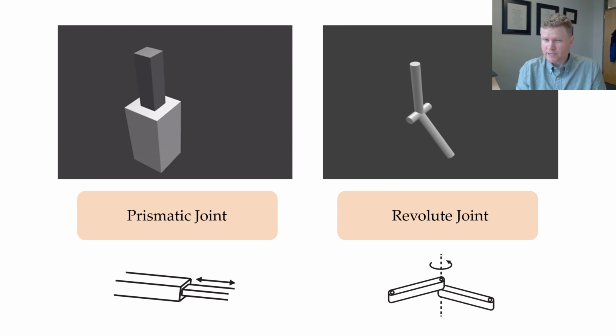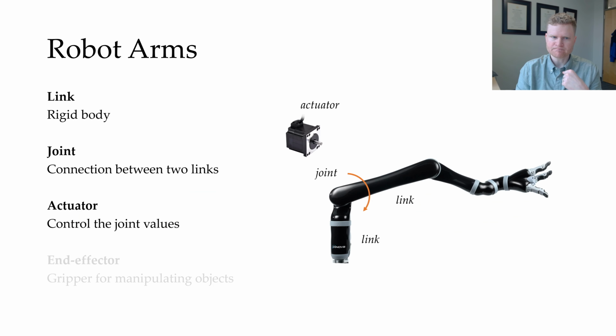We can make more complicated joints by combining these different prismatic and revolute components. And so for the purposes of this class, the main two joints we need to know are prismatic and revolute joints. Okay, so we've got our joints, they're connecting our links, but how do we actually make the system move?